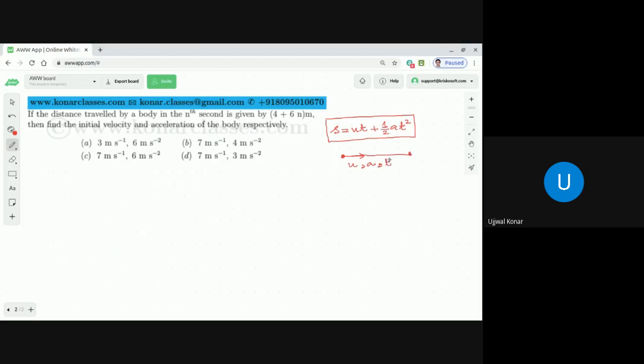U is the initial velocity. Correct, no, dear students? That is called the initial velocity. A is known as the acceleration. I hope all of you are aware of what is acceleration. Yes, sir. That is the time taken. Time taken.